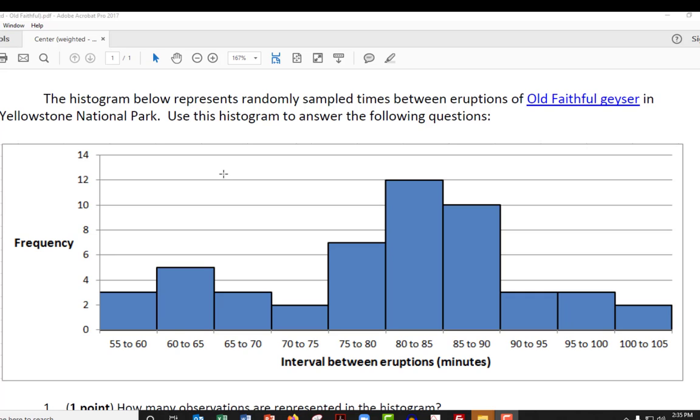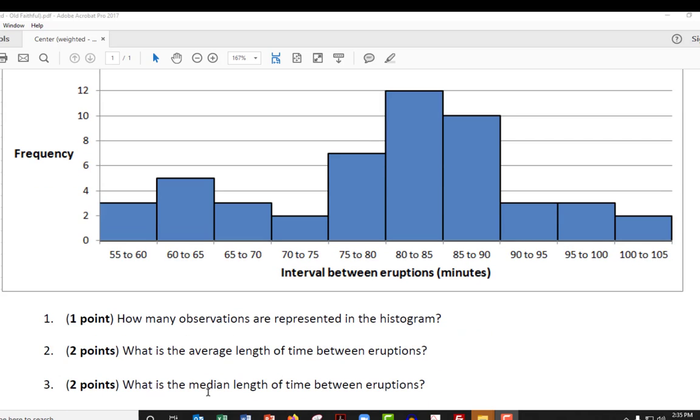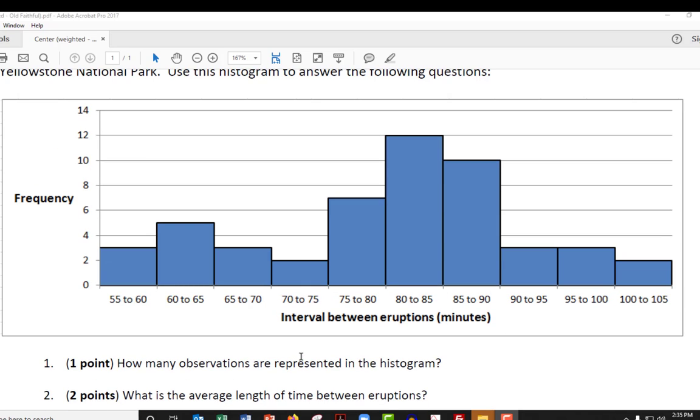Hey, Megan. Okay, let's take a look at this median issue. How many observations? I think the question you're asking about is 3, but let me just look at the rest of it real quick.